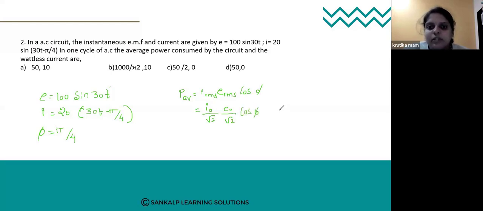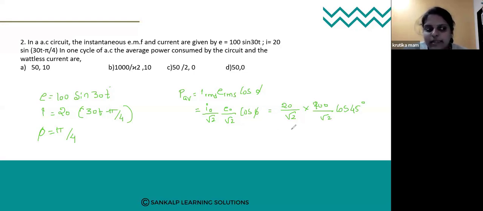So now we can substitute the values. The value of I0 is 20, so it is 20 divided by root 2, into E_RMS, which is 100 upon root 2, into cos φ. Here φ is π/4, which is nothing but 45 degrees. So cos 45 degrees is 1 upon root 2.